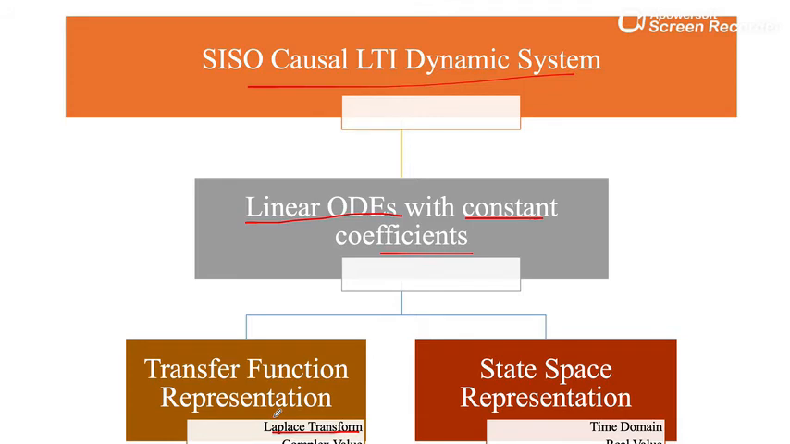On the other hand, if I do not apply Laplace transform to the governing equation, but stay in the time domain itself, and then I rewrite my governing ODE as a first order differential equation, then we get what is called the state space representation of this class of system. Okay, in this course we would learn both representations.